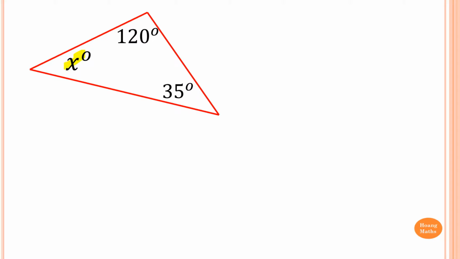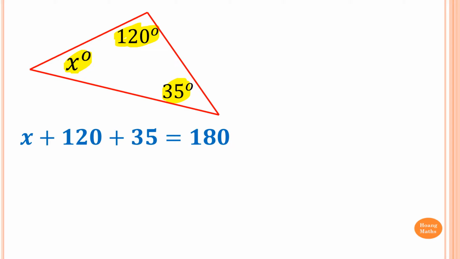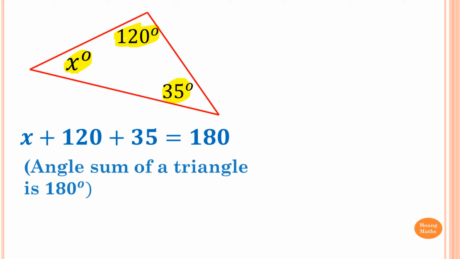So we know that angle X plus 120 plus 35 is equal to 180. Of course, we need to give a reason for it. So the reason is angle sum of a triangle is 180 degrees. So now we just collect like terms. So 120 plus 35. 120 plus 30 is 150, plus 5 is 155. So X plus 155 is equal to 180.